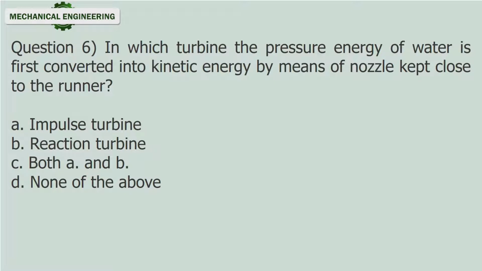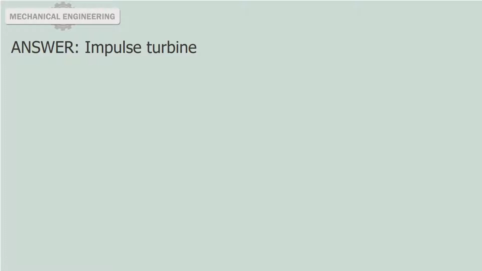Question 6. In which turbine the pressure energy of water is first converted into kinetic energy by means of nozzle kept close to the runner? A. Impulse turbine. B. Reaction turbine. C. Both A and B. D. None of the above. Answer, impulse turbine.